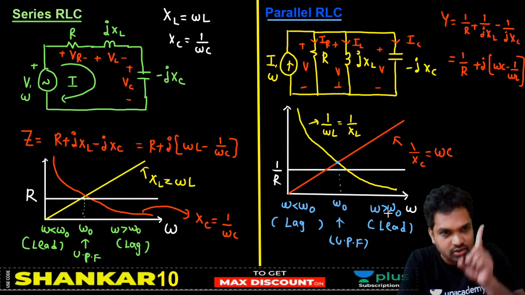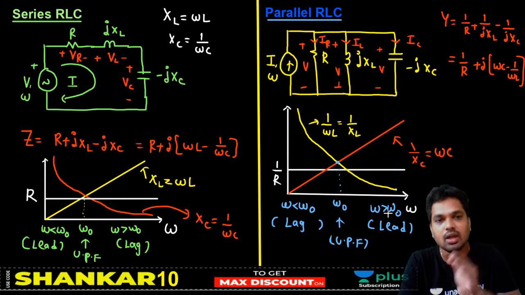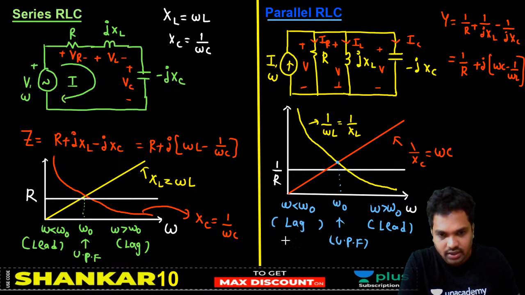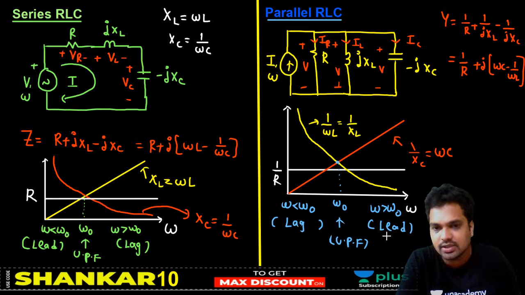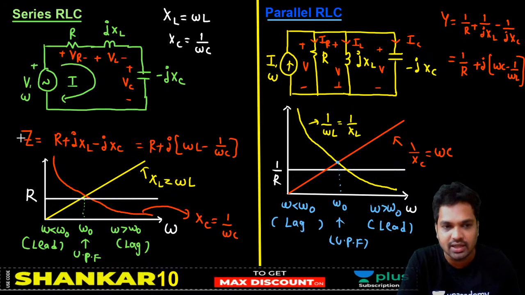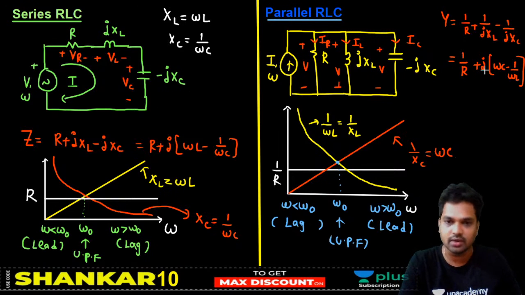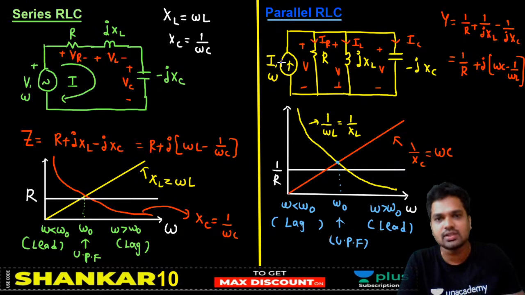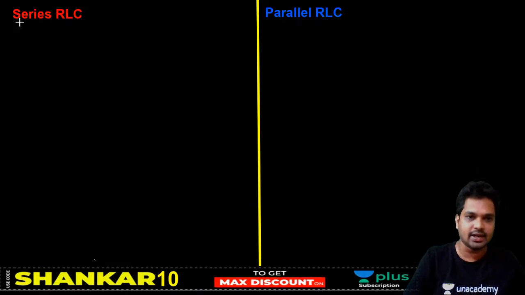Now you observe the basic difference between series and parallel resonance. They are always dual to each other. Here lead is first, here lag is first. Here lag is first, here lead is last. So at resonance both are unity power factor. Here we analyzed the impedance, here we analyzed the admittance. Very good. These things we discuss in the phasor diagrams also. Let's move further.